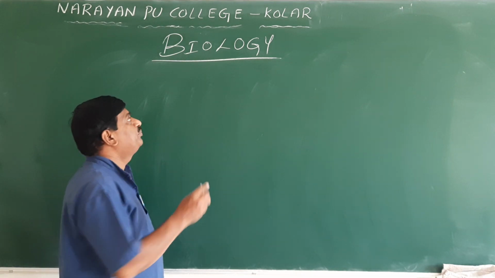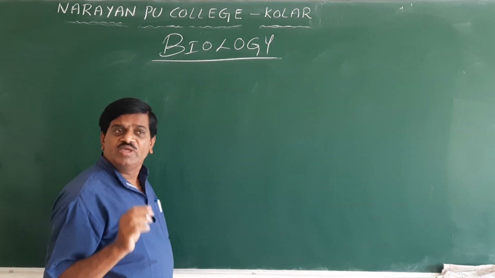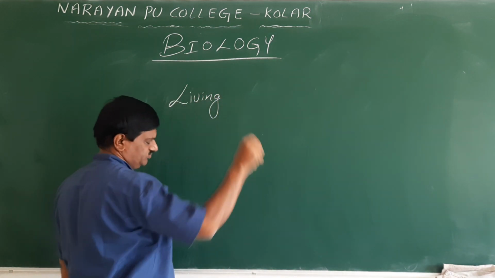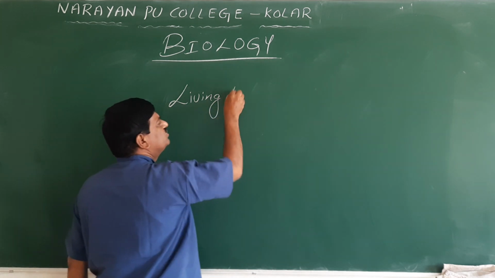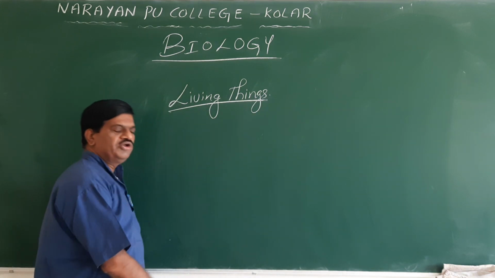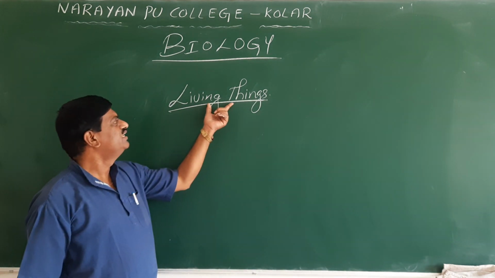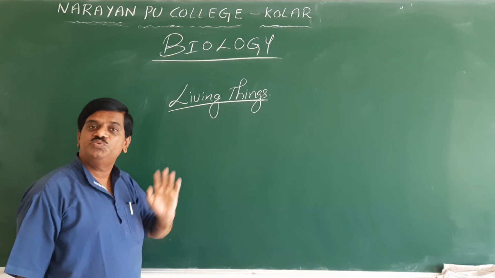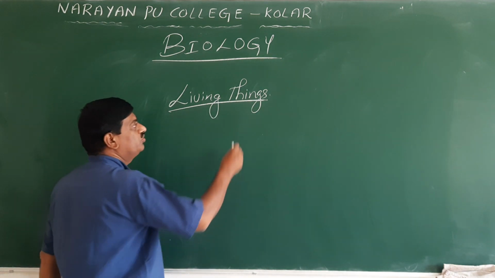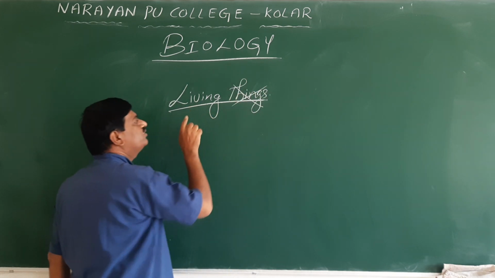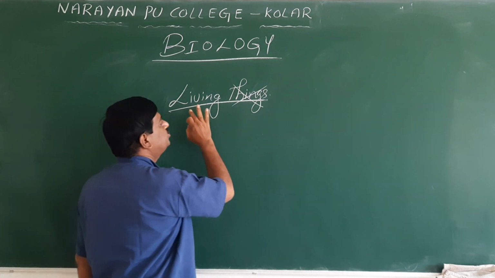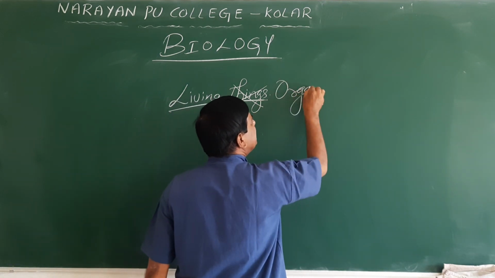So again we are repeating from a word called biology. Biology is nothing but the study of life, or the study of living things. This word is used from the primary classes, living thing. But as we go to further classes, thing should not be used. So here living things cannot be used. You must and should use the word living organism.